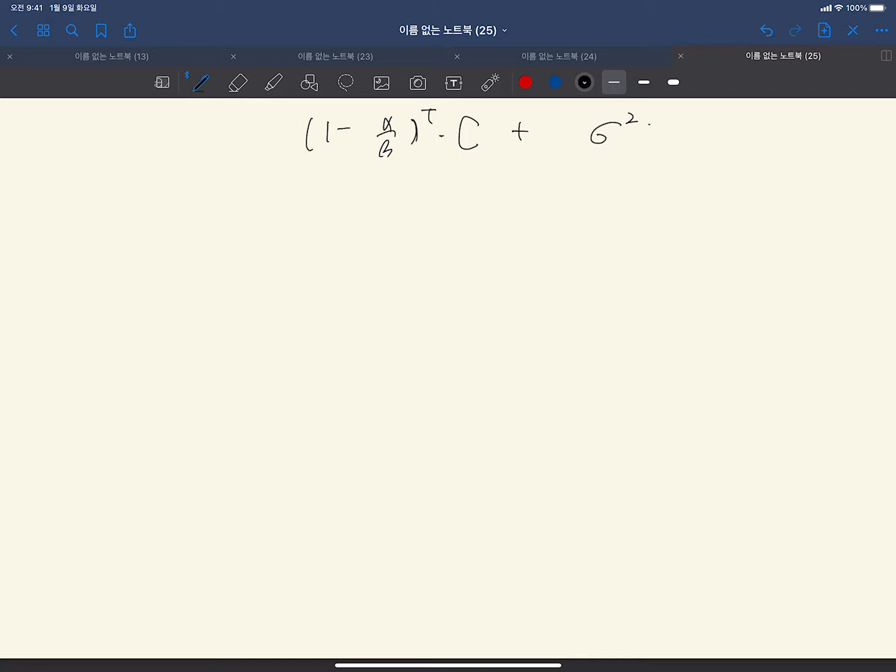So SVRG was invented to reduce this sigma square part, so that you can utilize this part, and also remove this part as well. So you can very fast converge to the optimal solution even with the noisy gradient descent, the stochastic gradient descent. So how can we achieve zero variance in the end?